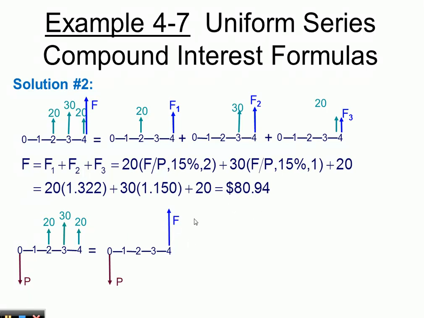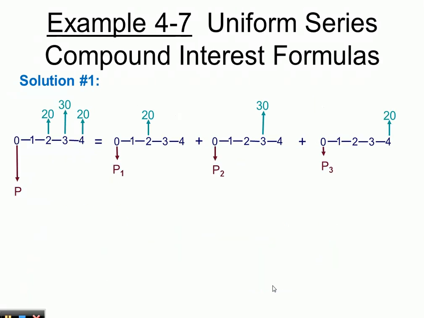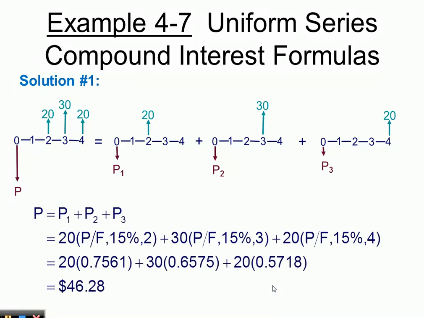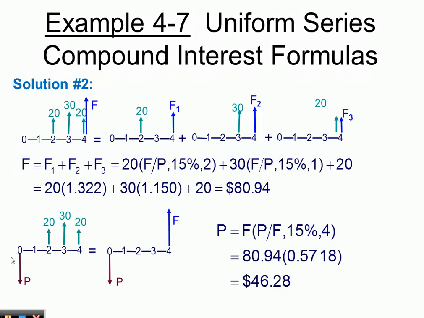So now, this is the F, this is the P. Using the single factor formula, we get P from the F. Again, P given F, very straightforward. 15%, we're moving it from 4, so this is 4. This is our F from before, multiplied by the discount factor that we looked up in the table. And this is 46.28, which is exactly the same as what we got using solution 1.